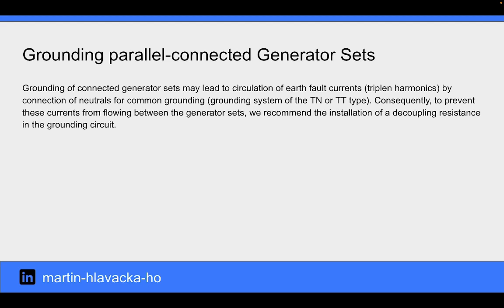Grounding parallel connected generator sets. Grounding of connected generator sets may lead to the circulation of earth fault currents by the connection of neutrals for common grounding. Consequently, to prevent these currents from flowing between the generator sets, it is recommended to install a decoupling resistance in the grounding circuit.